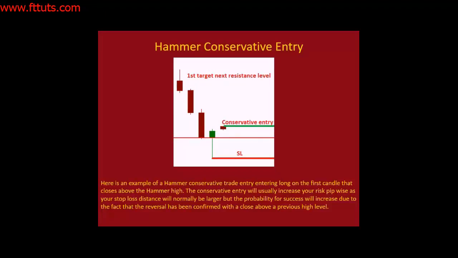Hammer conservative entry. Here is an example of a hammer conservative trade entry, entering long on the first candle that closes above the hammer high. The conservative entry will usually increase your risk pip-wise as your stop loss distance will normally be larger, but the probability for success will increase due to the fact that the reversal has been confirmed with a close above a previous high level.